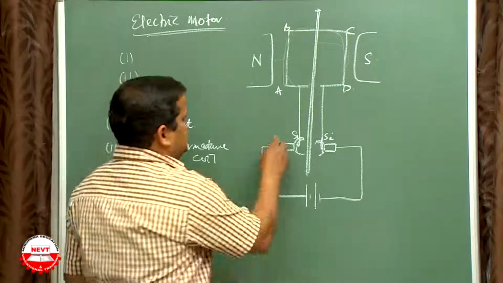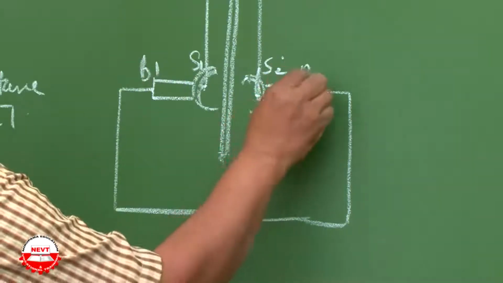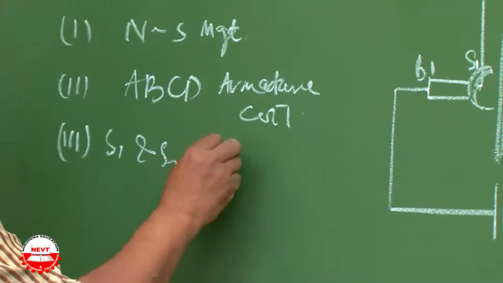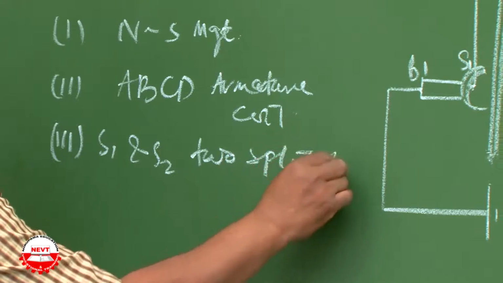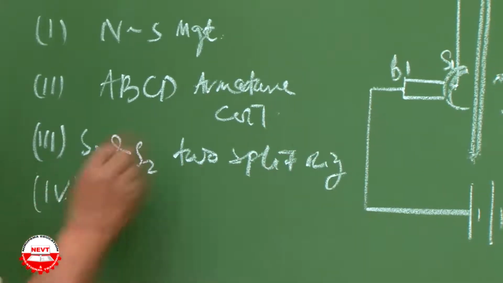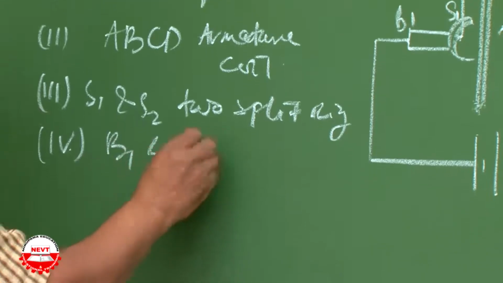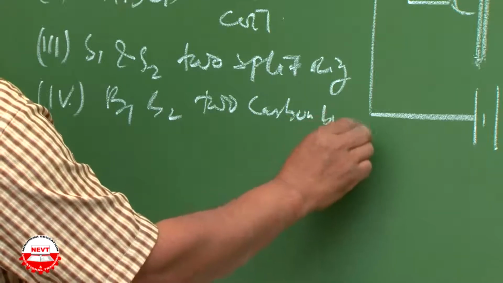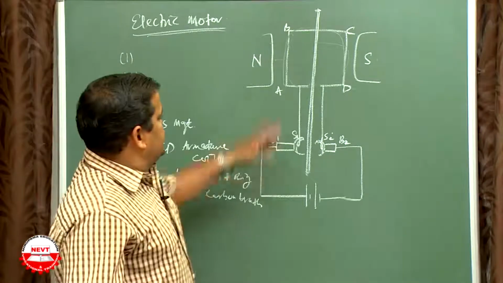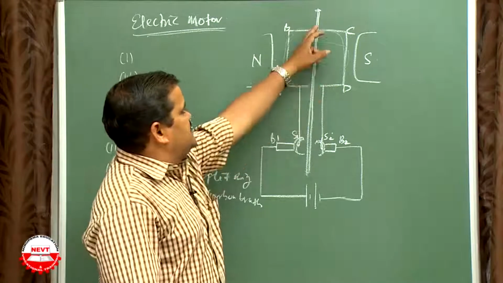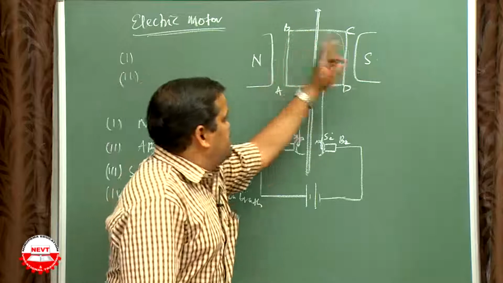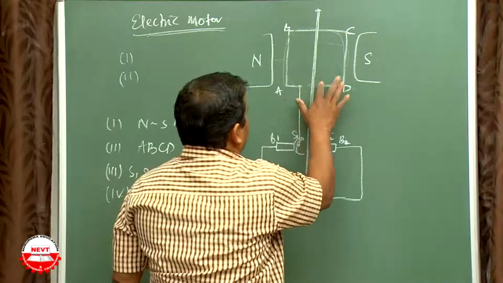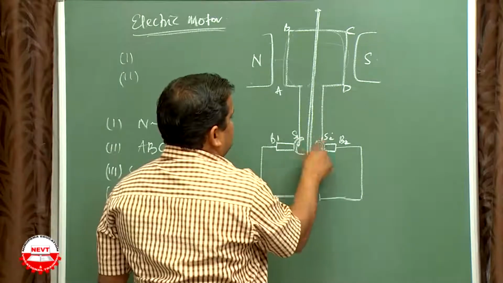And here are brush B1 and brush B2. S1 and S2, the two split rings. And the fourth part, B1 and B2, two carbon brushes, made up of graphite. Actually what will happen, for this armature coil a ball bearing is there, that means it will freely move around the axle. This one is the axle, along with these two split rings S1 and S2.